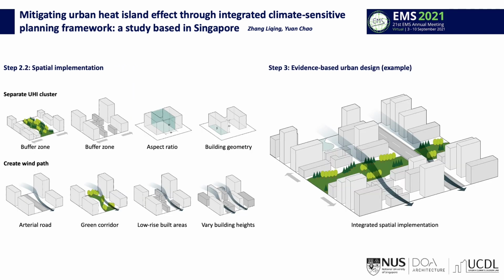In step 2.2, spatial implications are summarized as schematics. For separating UHI clusters, we have buffer zone and the control over canyon aspect ratio in building geometry. Regarding creating wind paths, we can make use of arterial roads, green corridors, and low-rise built areas properly to form the potential breezeways. Varying building heights is also an effective way to introduce fresh air into the street canyon. When implementing proper spatial implications, initial urban design can be developed by integrating them.